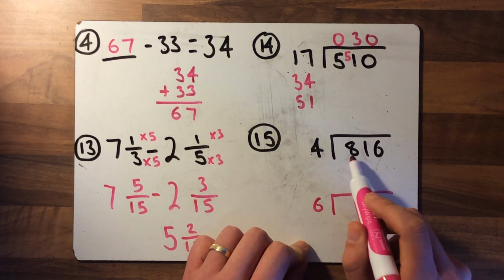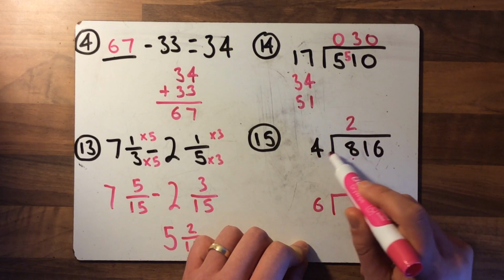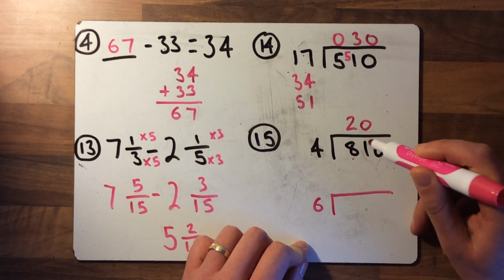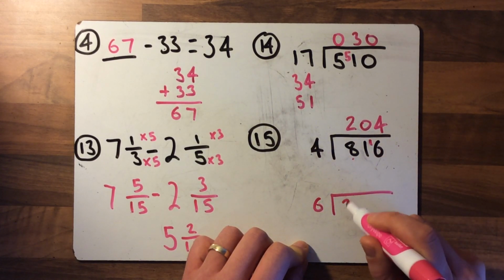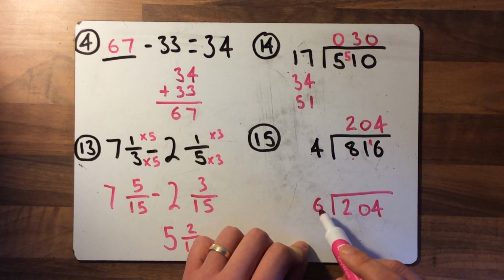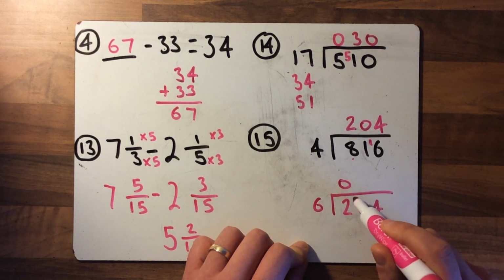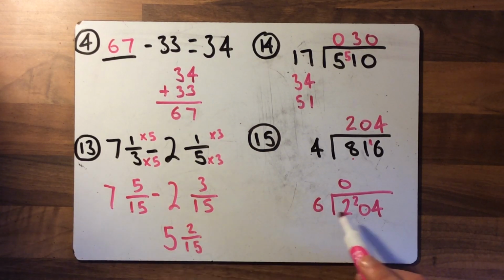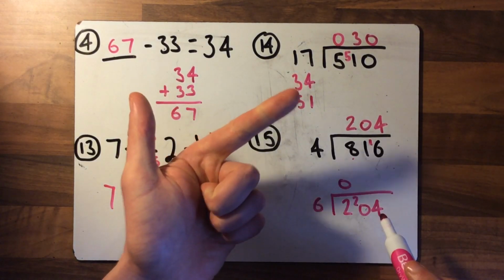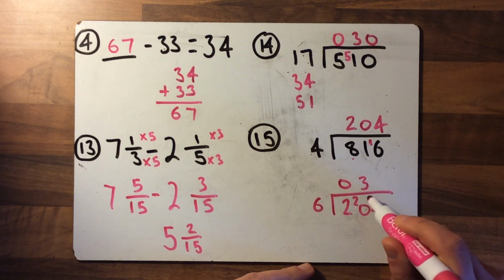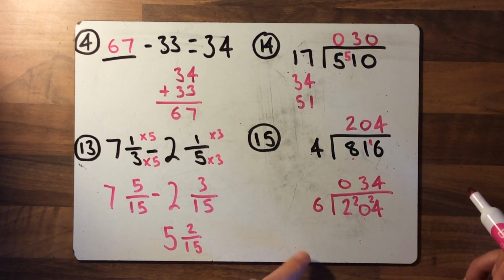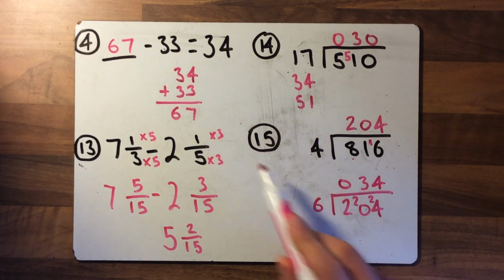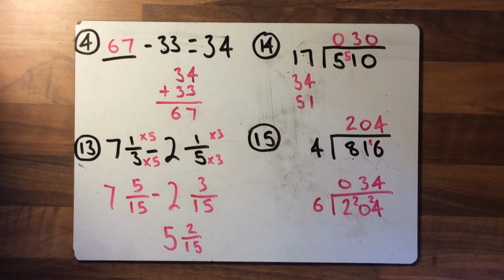So how many times does 4 go into 8? Twice. How many times does 4 go into 1? Doesn't. How many times does 4 go into 16? 4 times. So this comes down here. 204 divided by the other factor. How many times does 6 go into 2? It doesn't. Gets carried over. How many times does 6 go into 20? 6, 12, 18. 3 times with 2 left. How many times does 6 go into 24? It goes in 4 times. So the answer to number 15 is 34. And again, that's a 2 mark question.